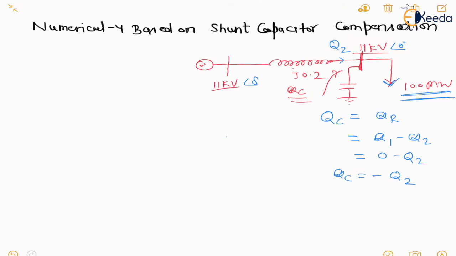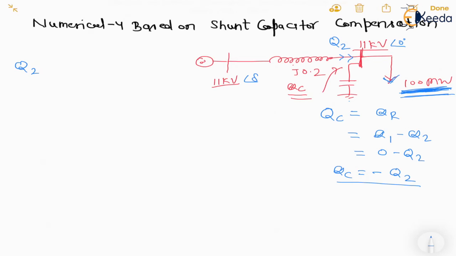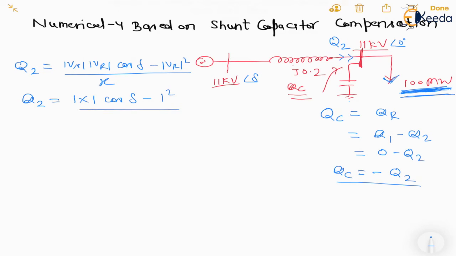So the Q2 value we can find out. Now we know the formula of Q2, that is Vs into Vr into cos of delta minus Vr square upon X. So we have the values of Vs, Vr and X. So Q2 we can write as 1 into cos delta minus 1 square upon X, and X means 0.2. So now we need to calculate this value of delta.